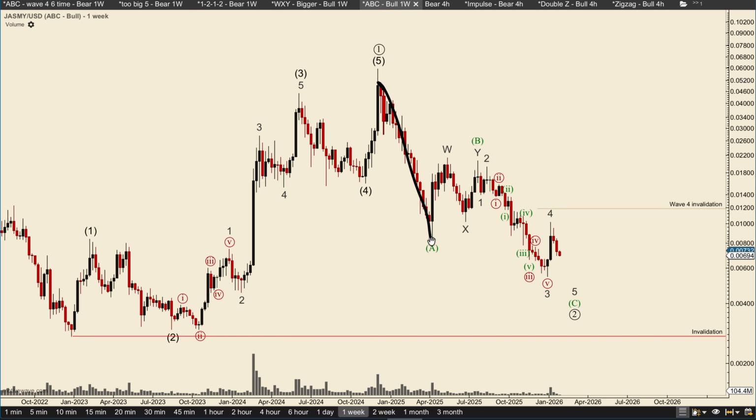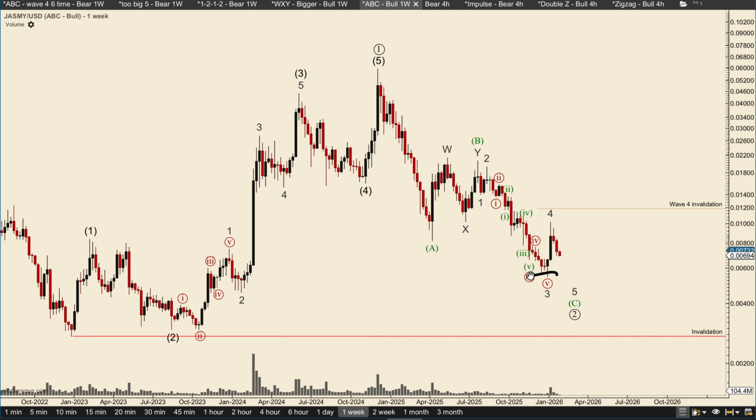A WXY into a wave B, and then we are moving down in a wave C. The reason why this is not a triangle here is because of the given price action that we have right now. This fits a little bit better as starting as a WXY, 1, 2, 1, 2, 1, 2, 3, 4, 3, 4, 5 into 3, 4, and then a 5. But this needs to be resolved before we know that this is the proper count. But yeah, as of right now, this has the highest probability.